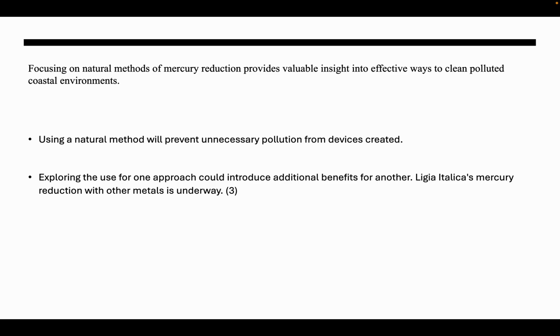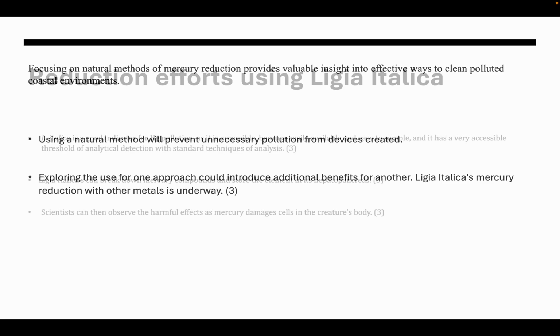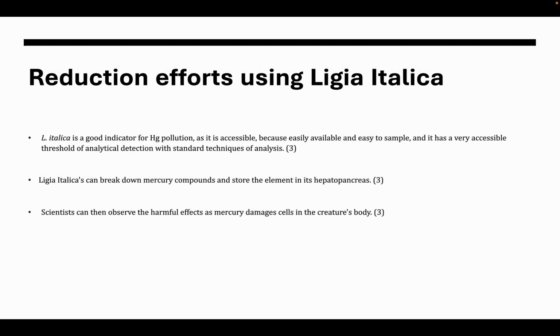So using the Lilia teca, current research has been done for mercury, but it has been found that it will also help with other metals. So that is another avenue. The current studies show that it's a good indicator for finding and showing areas where mercury pollution levels are very high compared to others.